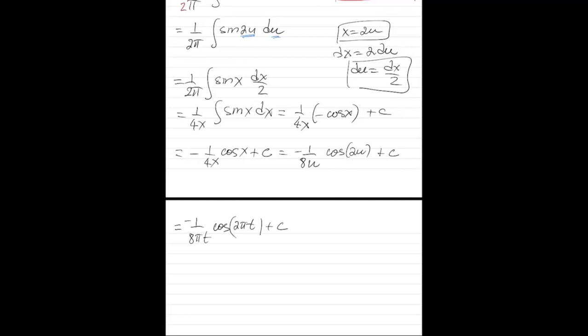I'm not sure how I got the 8. I think it should be 4. Oh, I see. For some reason I had the wrong number here. So let's fix this. No, there was a 4 because of dx over 2. That is 4.